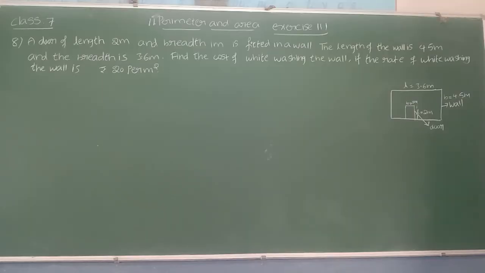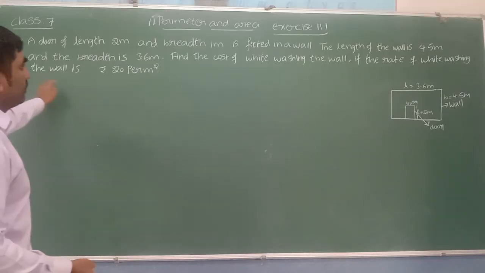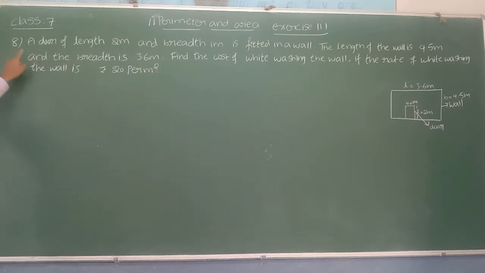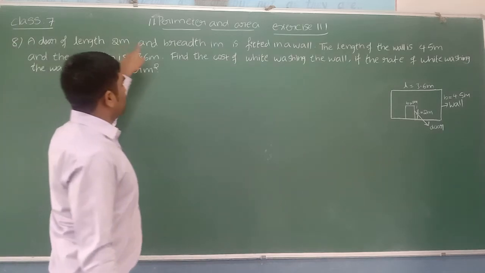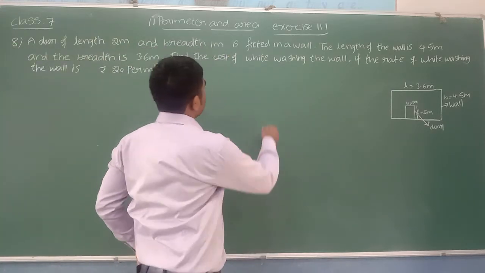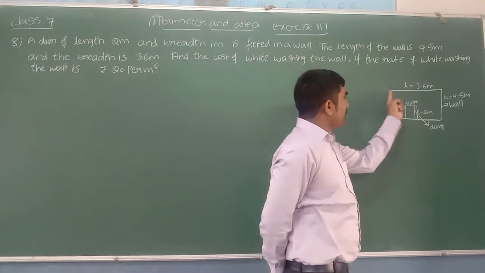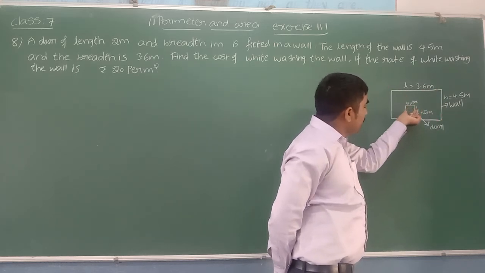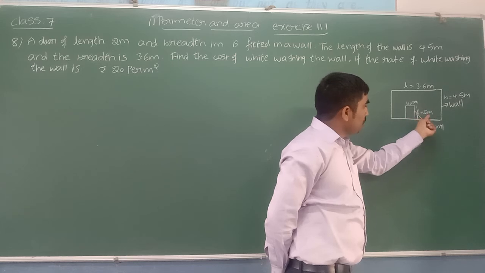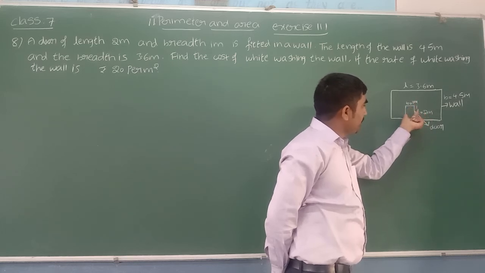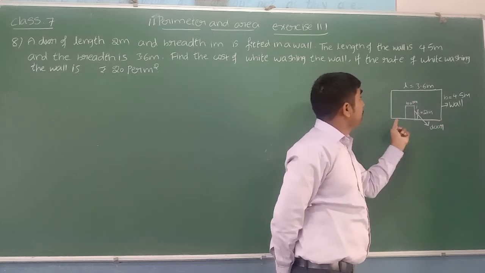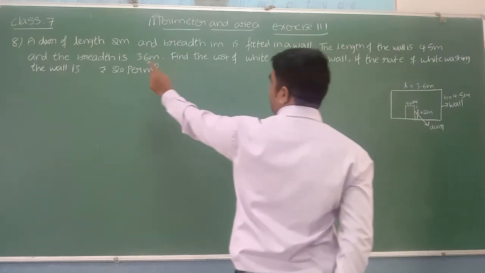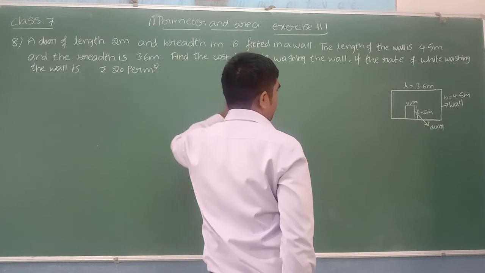Okay children, let's see one more problem from exercise 11.1. Here we have the 8th question. A door of length 2 meter and breadth 1 meter is fitted in a wall. Here you can see one wall. So here there is a door whose length is 2 meter and breadth is 1 meter, fitted to this wall. And the length of the wall is 4.5 meter and the breadth is 3.6 meters.